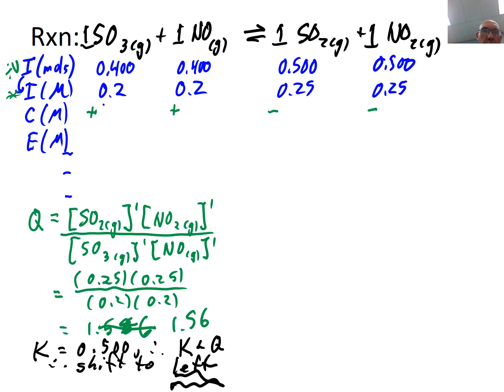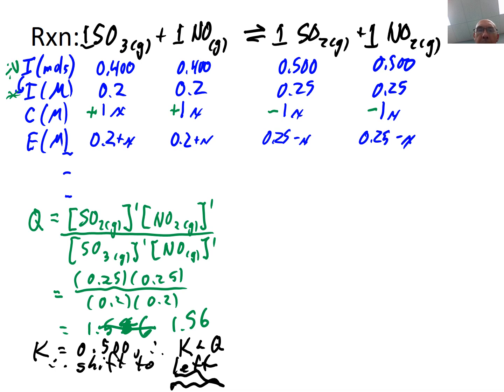After that, the coefficients are all ones. That comes down from my reaction, and our variable will be X. The equilibrium line always comes from the ice chart, so it's going to be 0.2 plus X, 0.2 plus X, 0.25 minus X, and 0.25 minus X. There's obviously a limitation on the value of X, because you can't have X bigger than 0.25, because if it was, then the concentrations of the products would drop below 0, and you can't have negative concentrations.